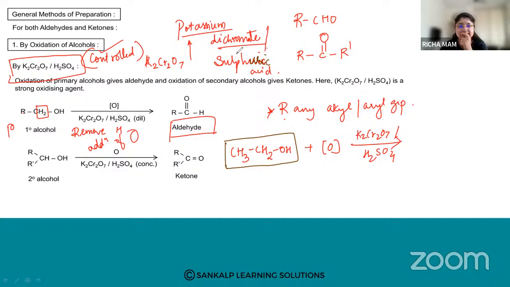CH3CH2OH. It is ethyl alcohol, right? Or it is ethanol. Okay. So ethyl alcohol, if you treat it with K2Cr2O7 in the presence of H2SO4, can you tell me what will be the product obtained? Can you tell me what will be the product obtained?